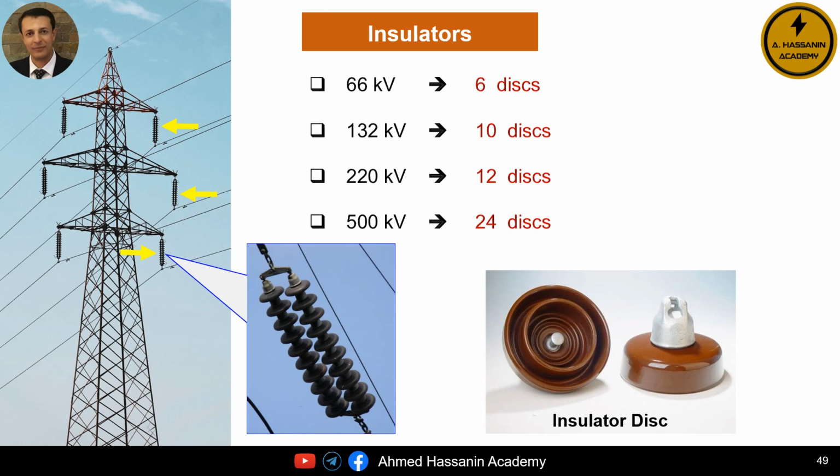However, as we can see, in some situations, 2 insulator strings are used in parallel to support the conductor. This occurs when the mechanical load on a single insulator string is too high. Therefore, it becomes necessary to use 2 parallel insulator strings to share the mechanical load.